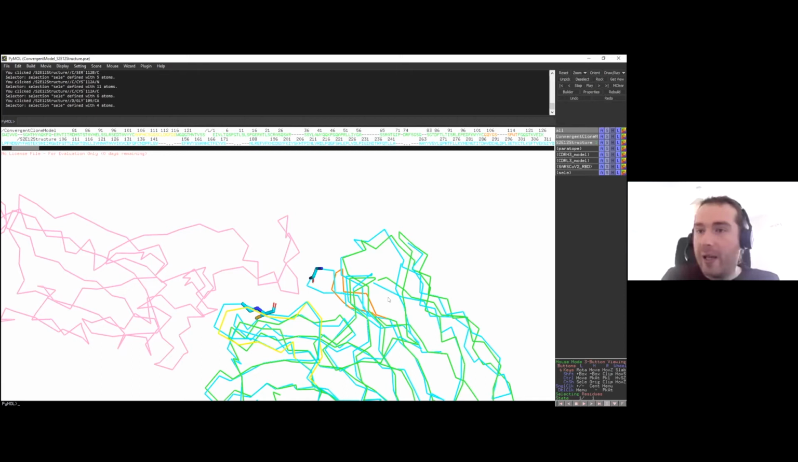But hopefully this will start to give you a feel for how we can go from this sort of data processing and modeling pipeline through to actually forming this sort of structural hypothesis.